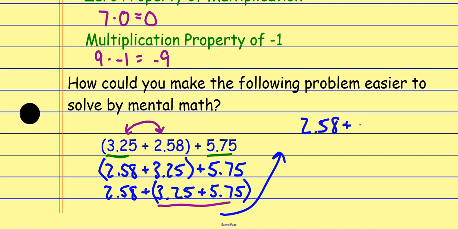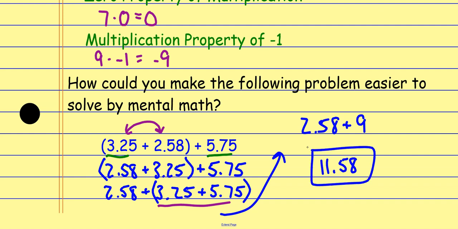And when I add those together, think of it kind of like money if you have trouble with decimals. If I have $3.25 plus $5.75, the 25 cents and the 75 cents give me a full dollar. So basically I have 5 plus 3 is 8, plus 1 more is a 9. And now when I add these two together, a 9 plus 2 is an 11. So it's 11.58.